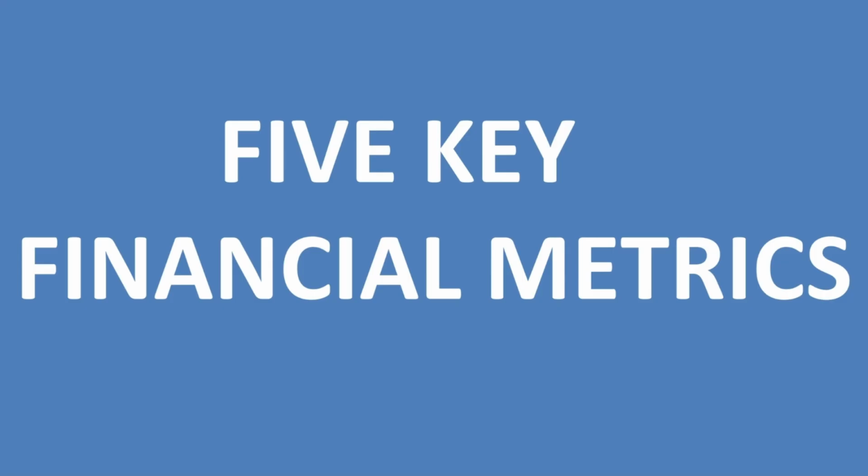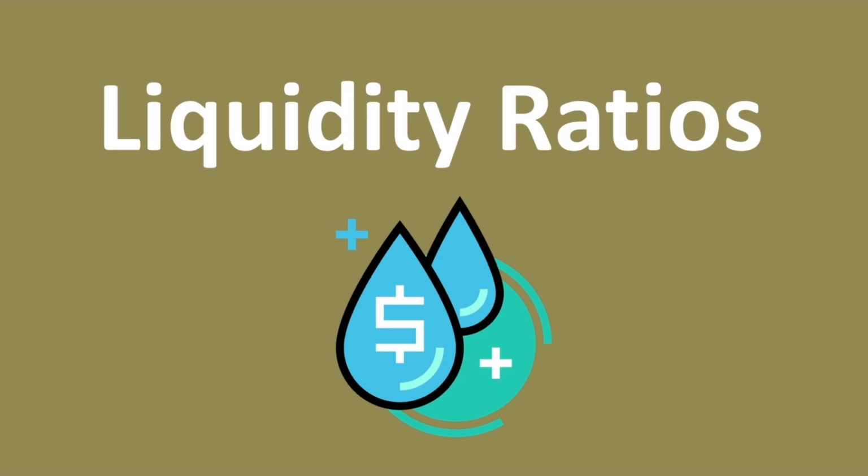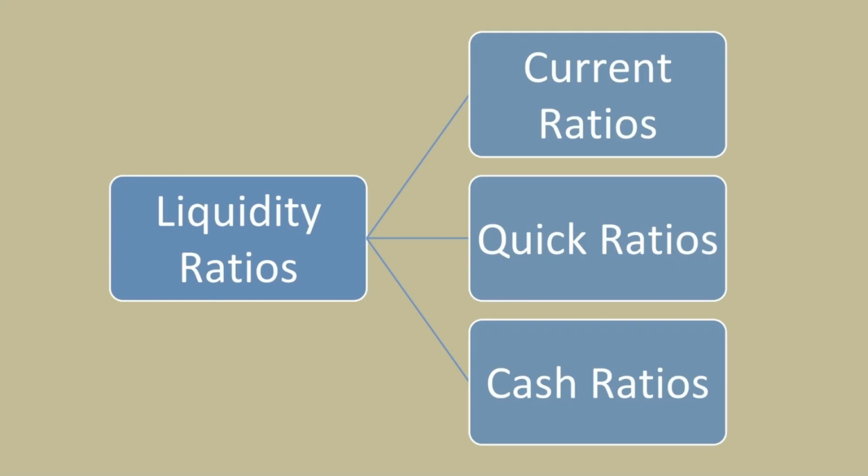The next topic we will cover in this video is what are the 5 key financial metrics used when doing financial statement analysis. They are liquidity ratios, leverage ratios, efficiency ratios, profitability ratios, and market value ratios. Liquidity ratios measure a company's ability to meet its short-term debt and obligations using its short-term assets. The most commonly used liquidity ratios are current ratio, quick ratio, and cash ratio.